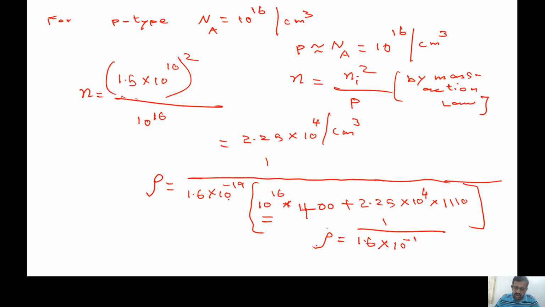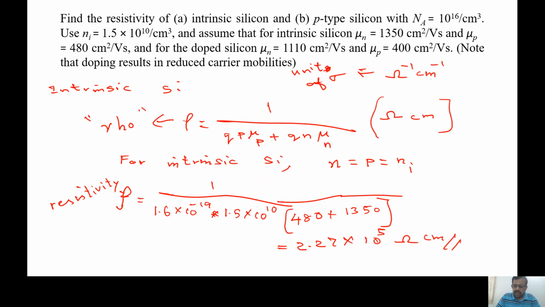And there is a 4 into 1.6, so that 4 has to remain. So rho equals 1 divided by 1.6 into 10 power minus 1 into 4. You will get the resistivity value as 1 by 0.64, or simply 1.56 ohm centimeter. Now look at this result and compare it with the 2.27 into 10 power 5.